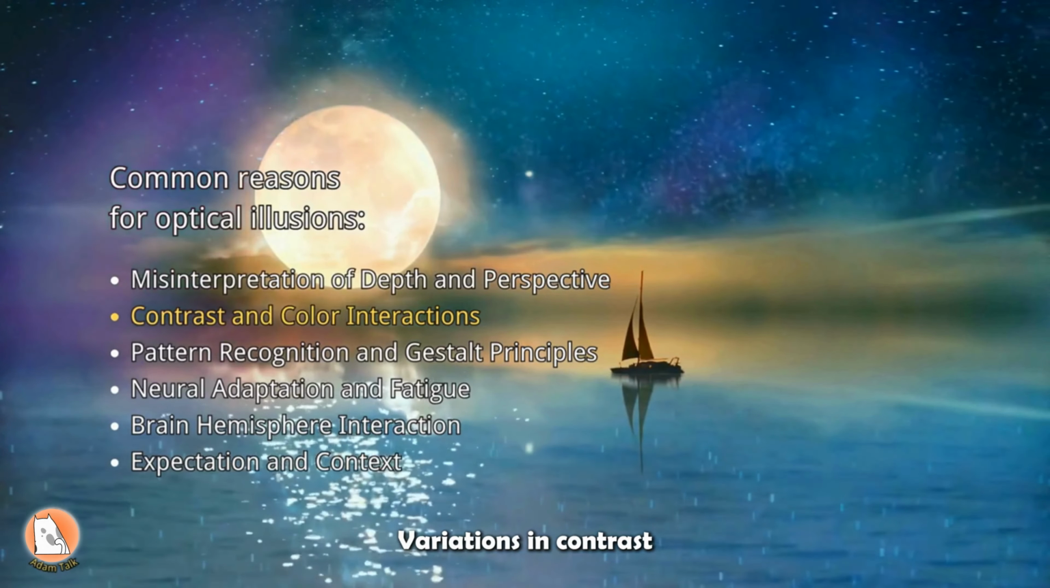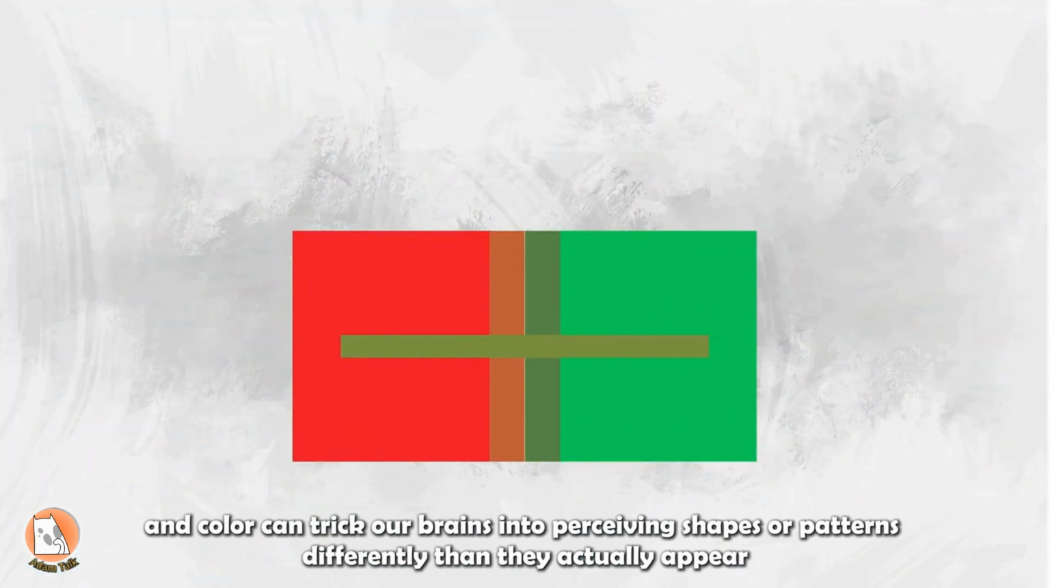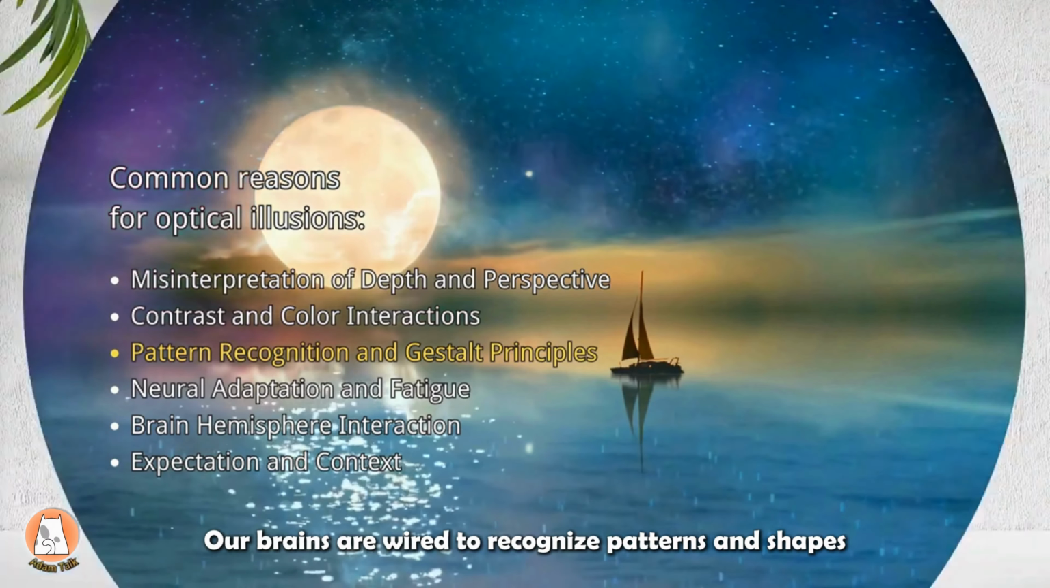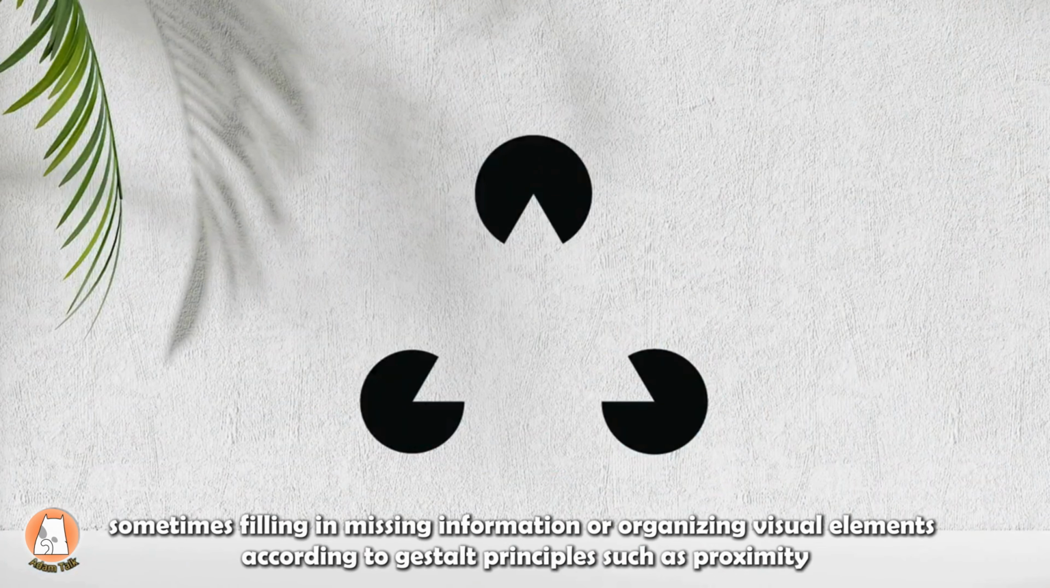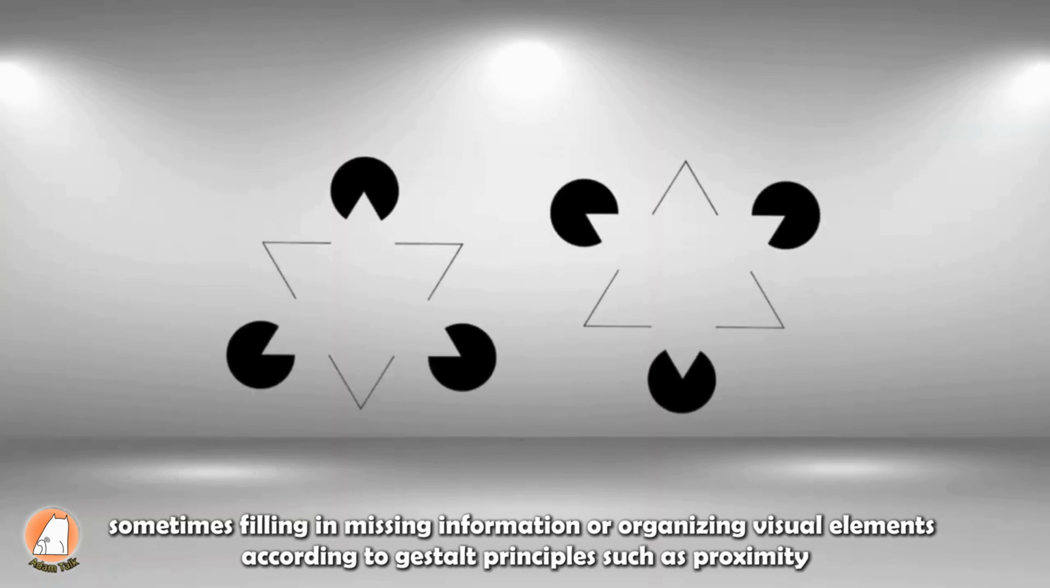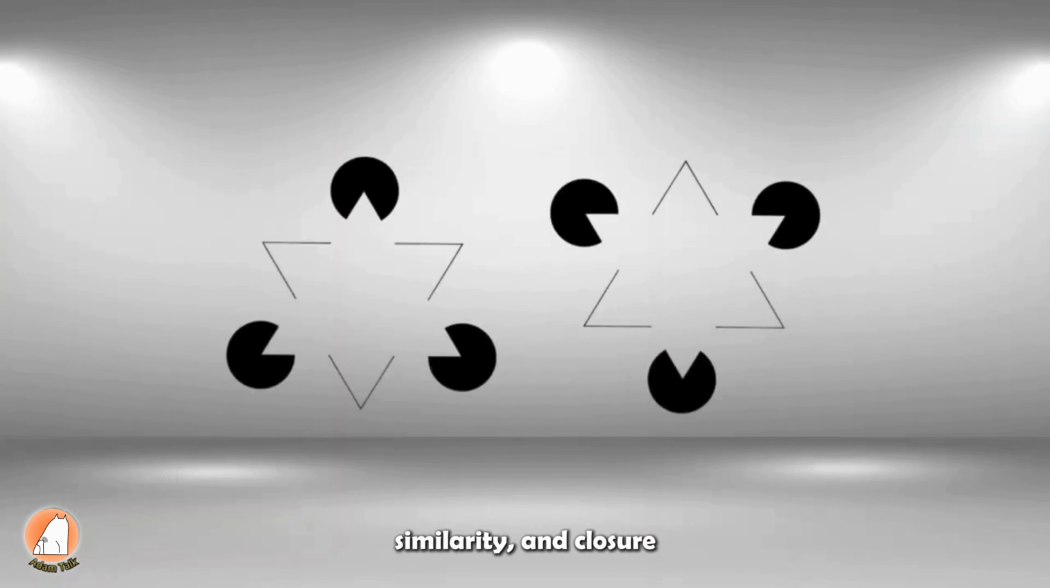Variations in contrast, brightness, and color can trick our brains into perceiving shapes or patterns differently than they actually appear. Our brains are wired to recognize patterns and shapes, sometimes filling in missing information or organizing visual elements according to Gestalt principles such as proximity, similarity, and closure.